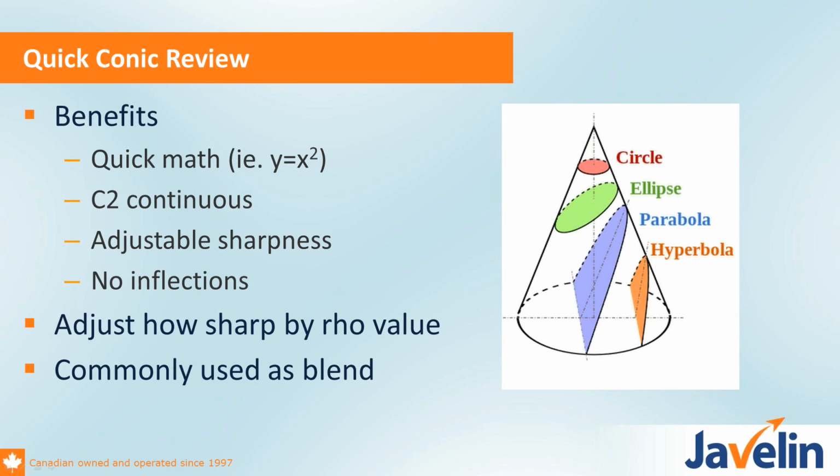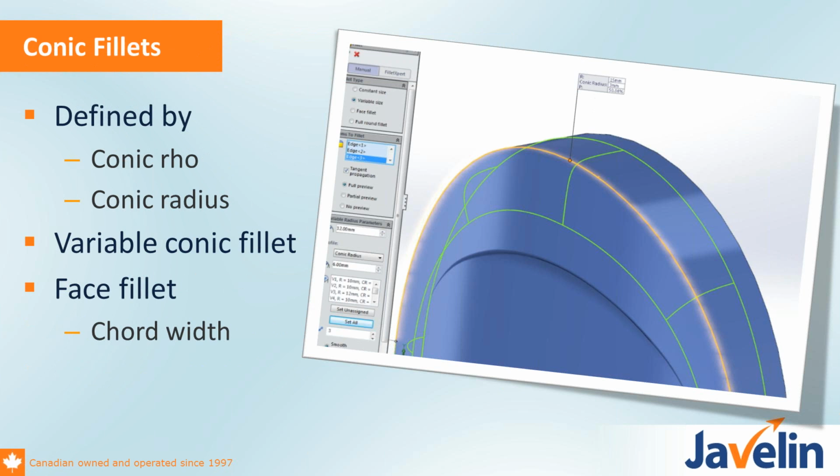Probably one of the bigger advantages is that they are C2 continuous. So if you were just to do a round on the end, like for a fillet, for instance, it's usually just C1 for the most part. So C2 continuous can make much smoother blends. You can adjust the sharpness, which is nice. And if you're using it for sweeps, making sure that there's no inflections can ensure that you have better reliability on that sort of idea. So we can adjust that by the rho value.